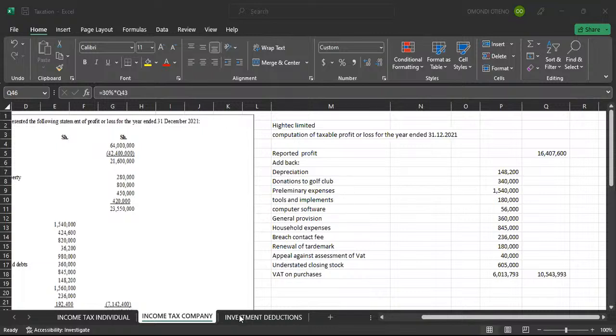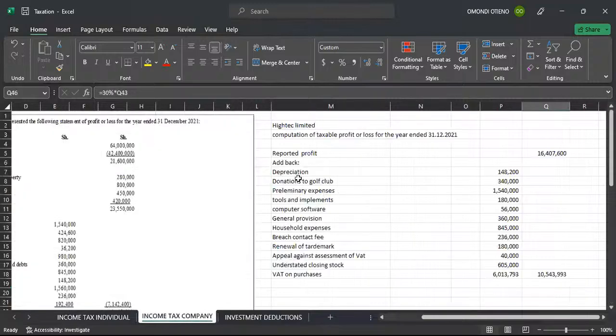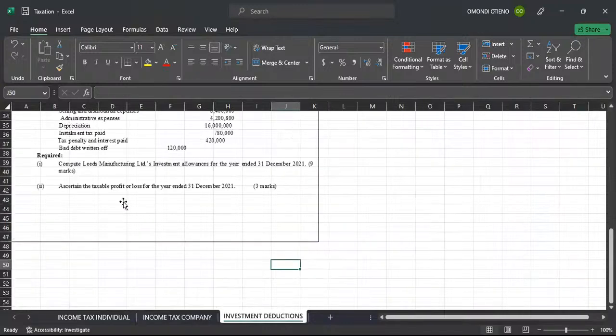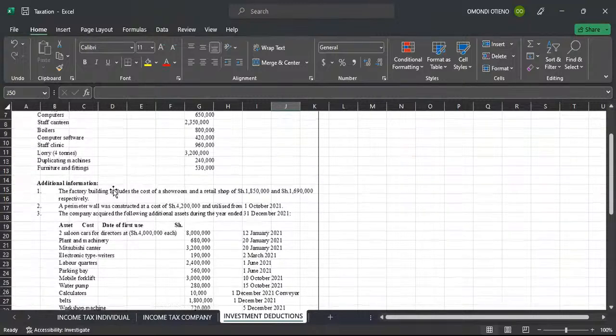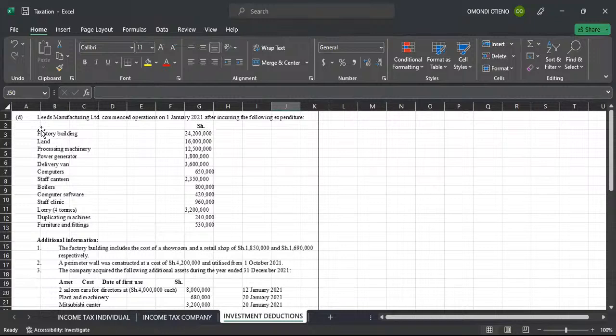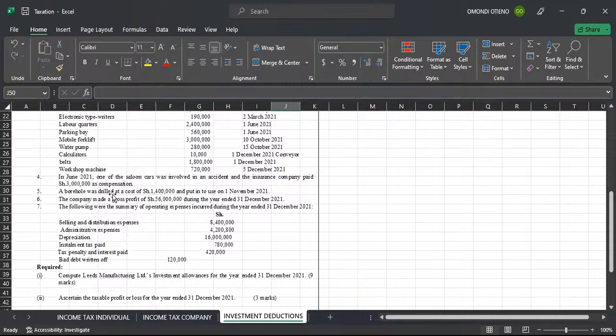So I believe we can end it at that point. Tomorrow we are going to look at the last thing, that is investment deduction, which we have just touched on in a few areas for the investment allowances. We will look at a question where everything you are given revolves around the investment allowances. You have the non-current assets: the factory building, land, processing machinery, power generator, computers, photocopying machines, tools and implements. At the end of the day, you are supposed to calculate the investment allowances.